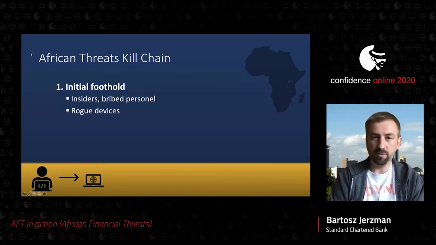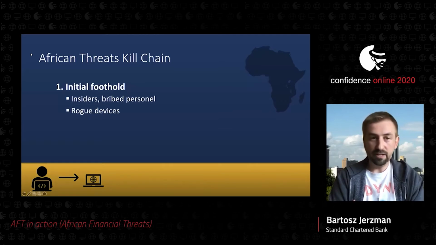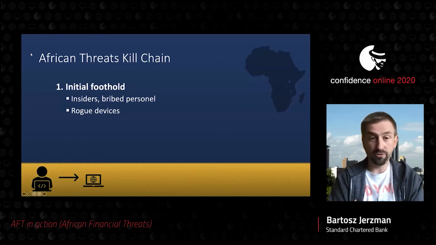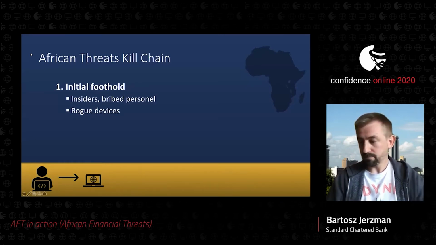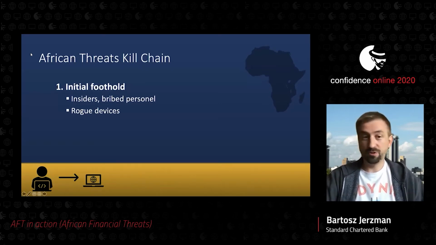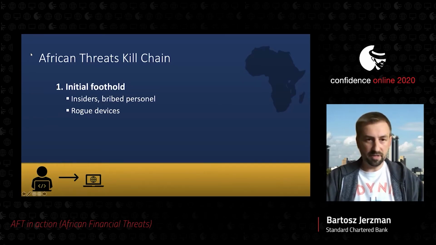Maybe they are not that popular, but for example, if you're a financial institution and you are operating in Africa, you definitely should take under consideration the physical security, the insider threat, and focus on all that. So initial foothold is the rogue device, for example, a laptop hidden somewhere, could be even hidden in the server room. There were such cases.